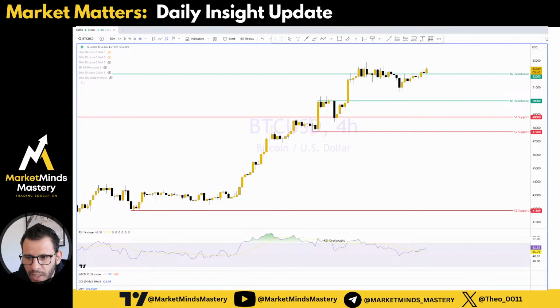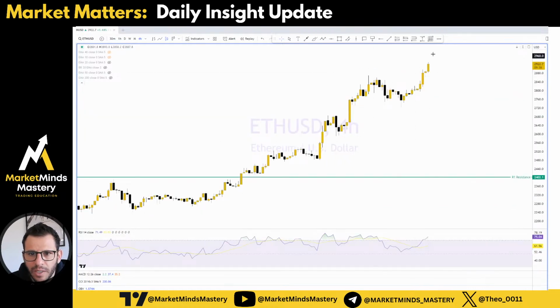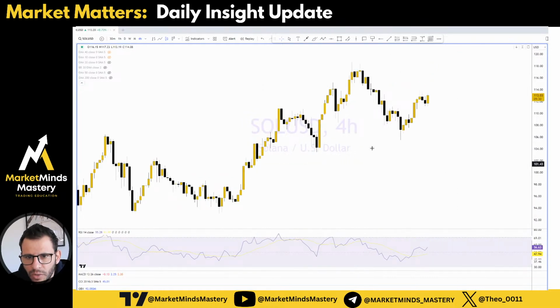Bitcoin on the rally, Ethereum on the rally, new high here. So we are almost at $3,000 on the Ethereum. Solana started with a bullish engulfing. If it's going to stay like a bullish engulfing, we will find it out at the end of the day. Okay.